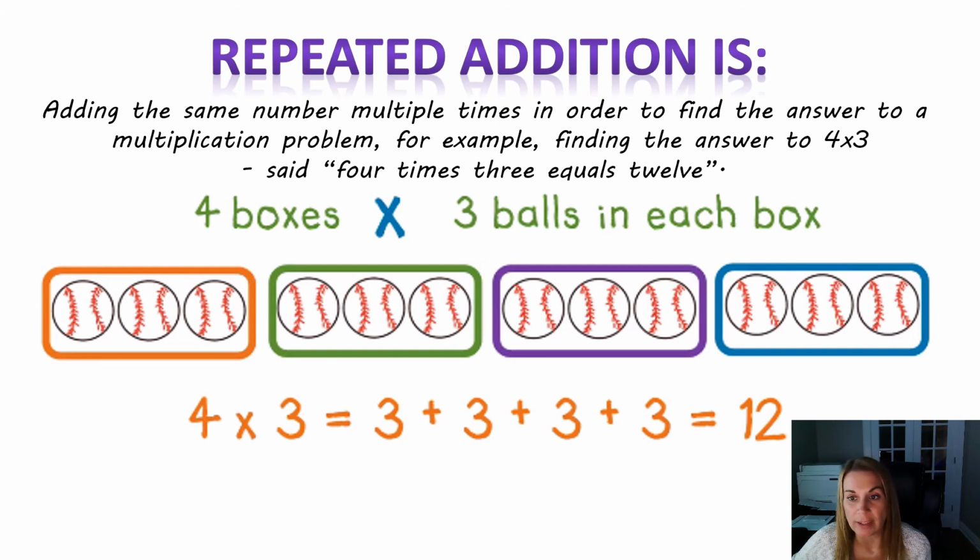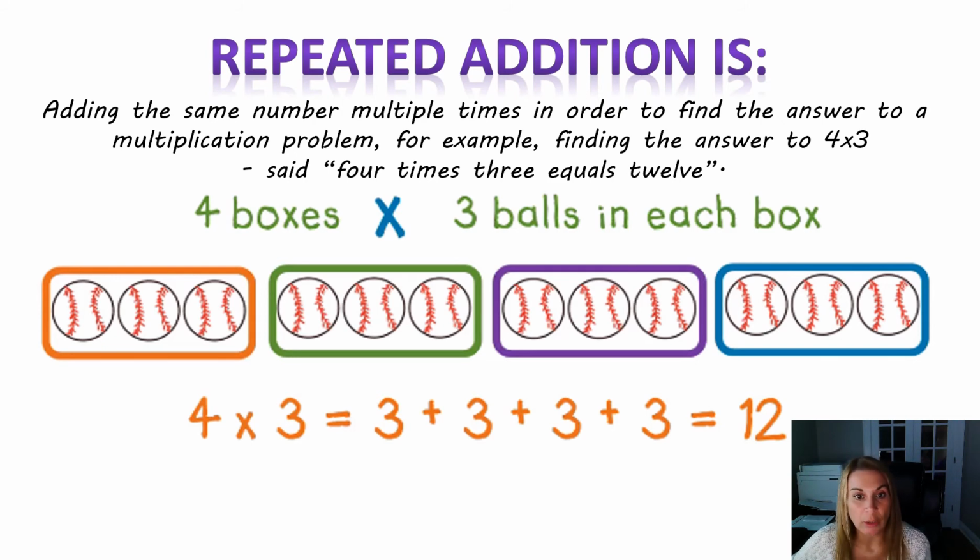For example, finding the answer to 4 times 3, and this is how we say it, 4 times 3. The little x here means times. 4 times 3 equals 12. So we have 4 boxes here, 1, 2, 3, 4. And in each box, we have 1, 2, 3 baseballs. You notice every single box has the same amount of baseballs. Each one has 3. So we have 4 times 3 up there.